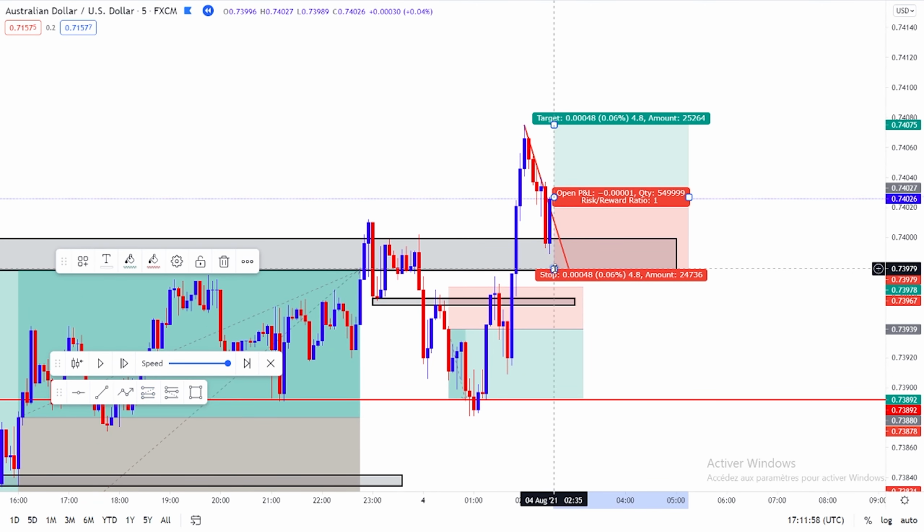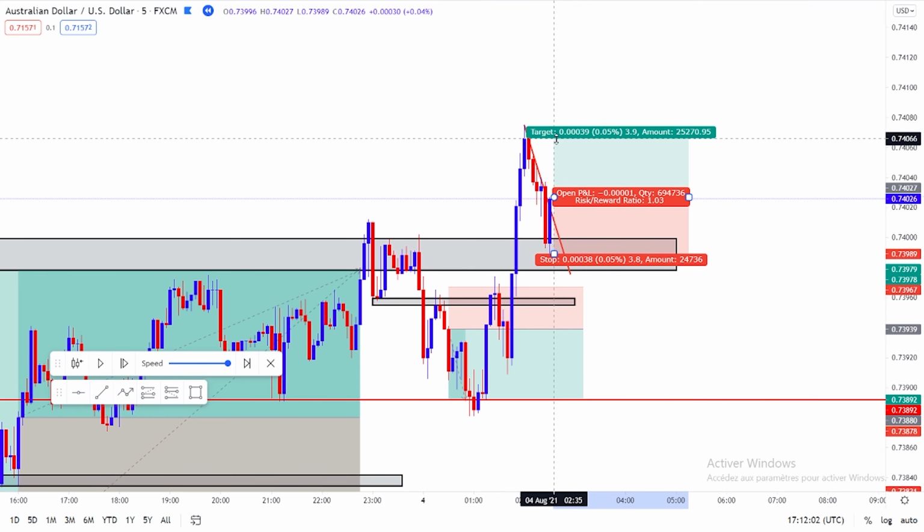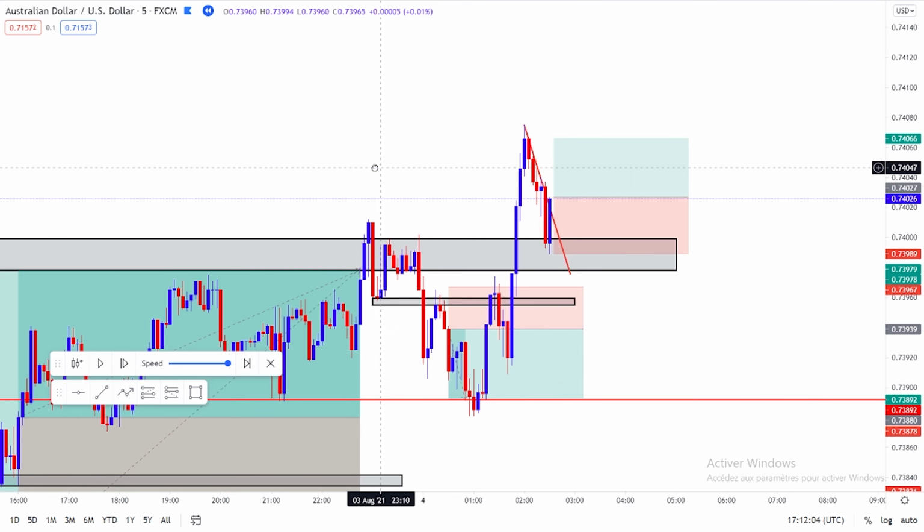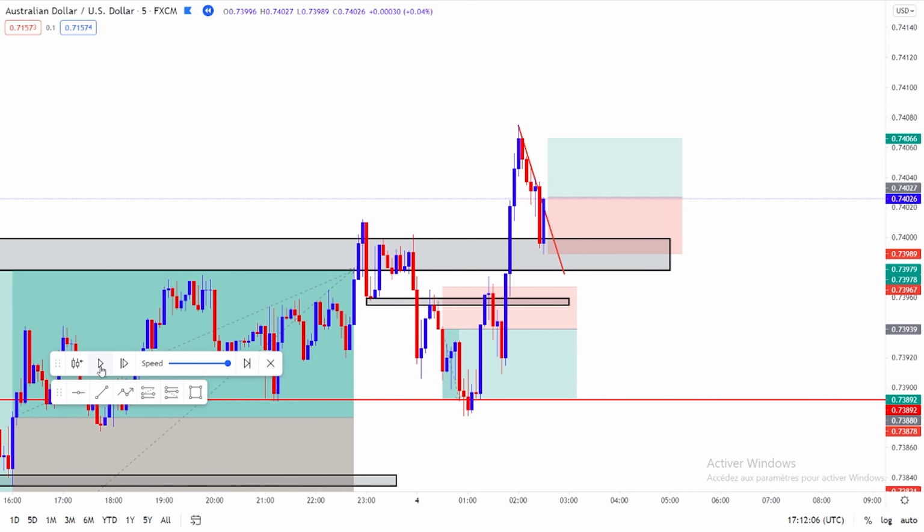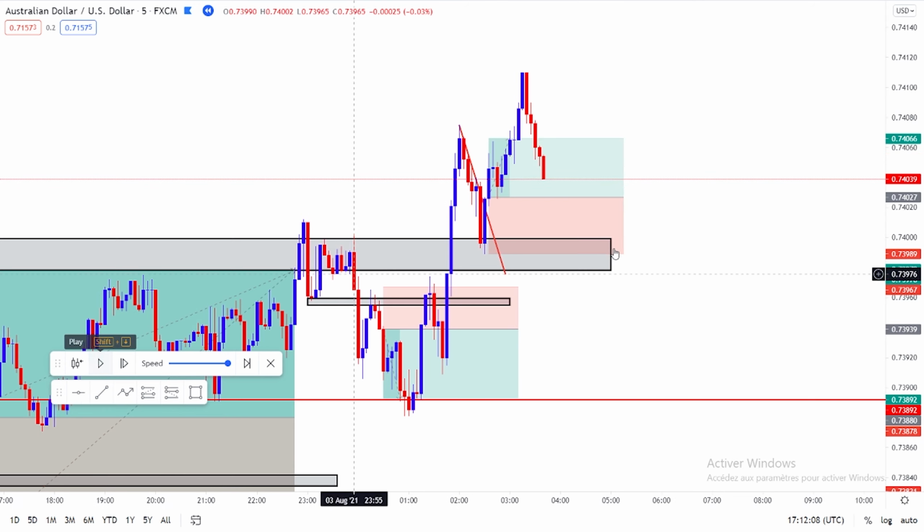My stop loss should be below the last wick, this one, and my target should be at this place. It is just a 1.03 risk to reward ratio. Let's hope for the best and win it. So we actually won this trade.